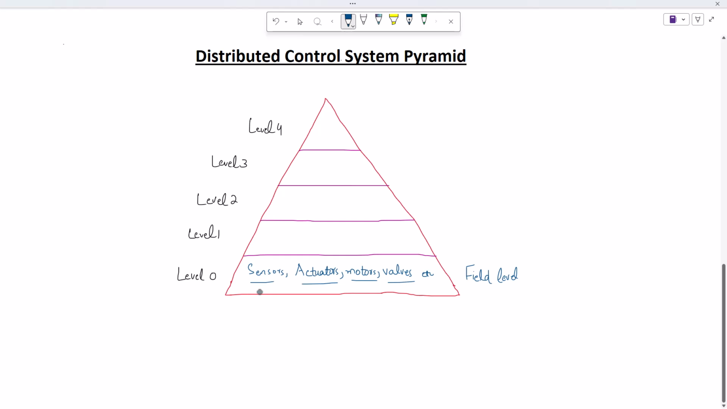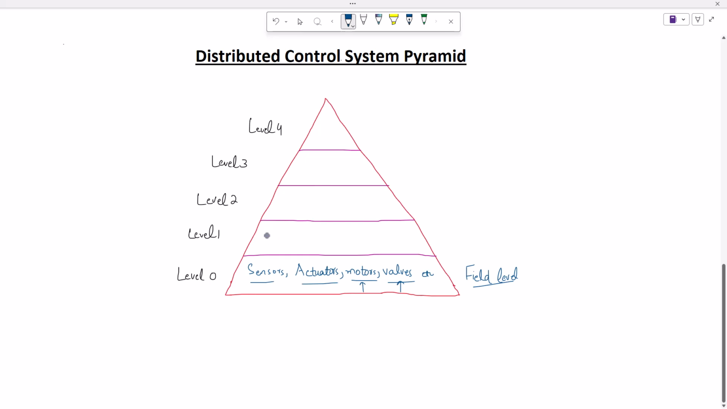For example, we have temperature sensors, pressure sensors, and level sensors that monitor the process parameters. Actuators perform some actions and then control the process. Motors are switched on and off, and valves are opened and closed depending upon the requirement of the process. So level 0 is what we call the field level, and it has all the devices that make sure the process takes place as per requirement.